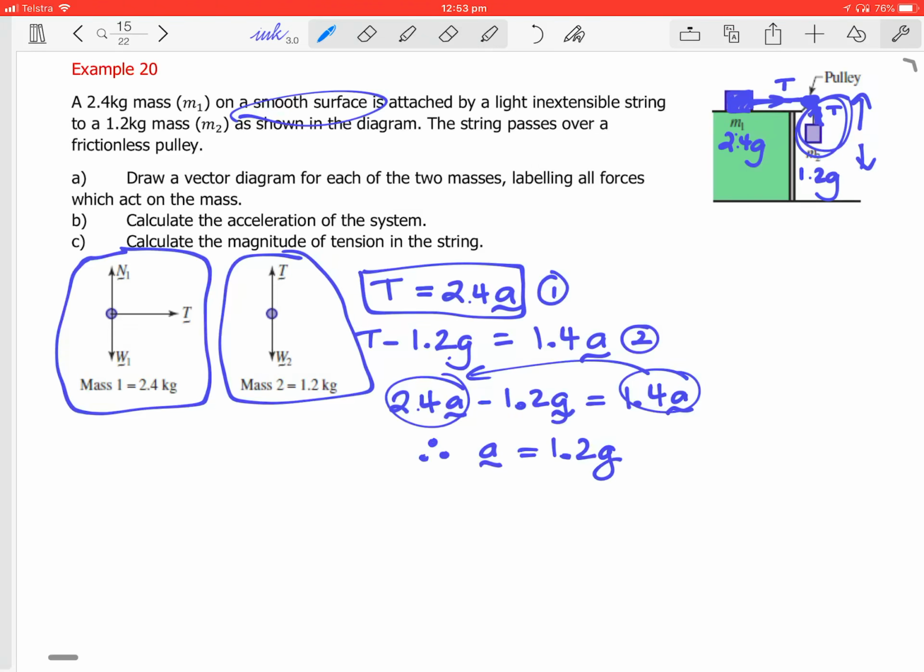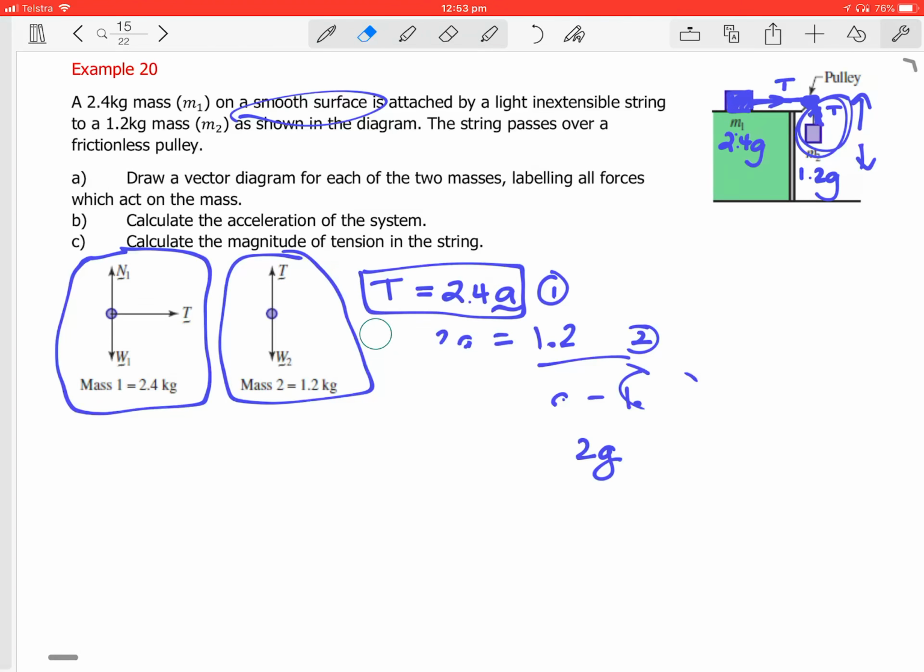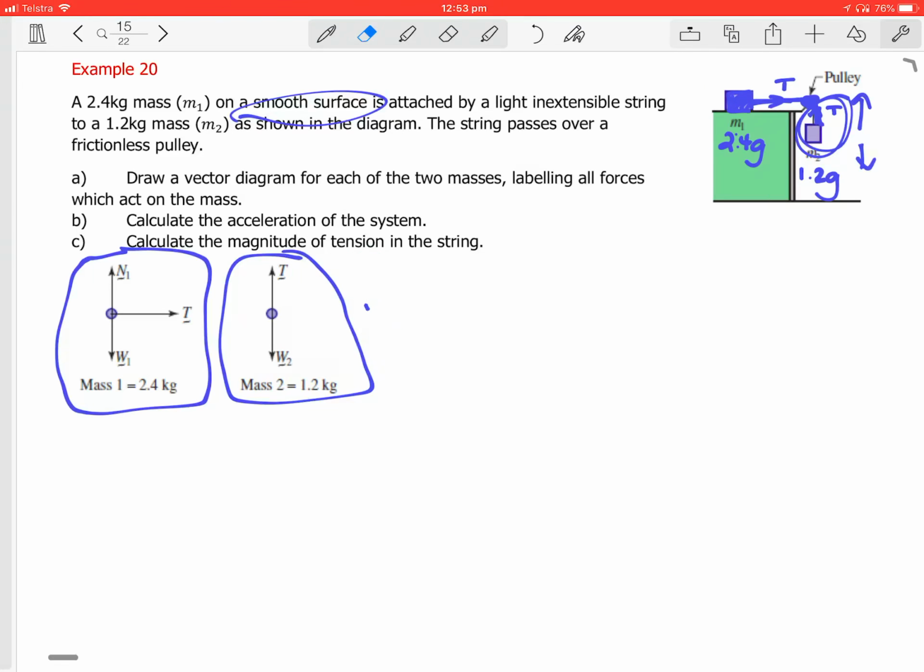How did I get 1.4? Where the hell did that come from? That's 1.2. So that is... where the hell did that come from? I think I copied it down wrong. Okay, sorry about that, I just copied it down wrong.